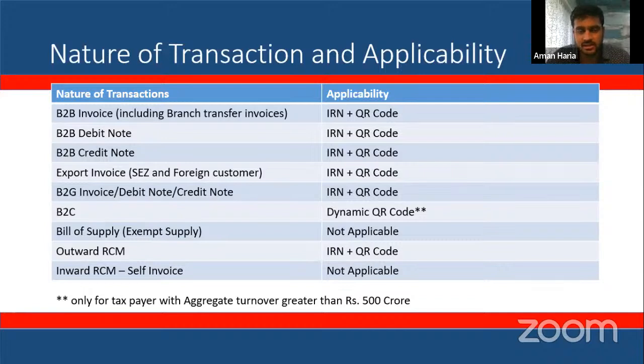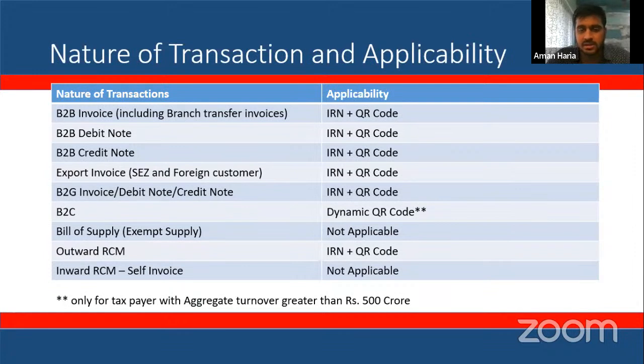So B2G, I think some of you might hear it for the first time. Basically, it is business to government. So if the government entity has a GSTIN or has a tax deductor number, basis that number, you are expected to generate IRN and QR code if you are going to invoice to them. If the government department does not have a GST number, does not have a tax deductor number, then it will be a B2C transaction. Otherwise, it will form part of B2G transactions. So all B2G transactions with invoice, debit note, and credit note will also be required to generate IRN and QR code.